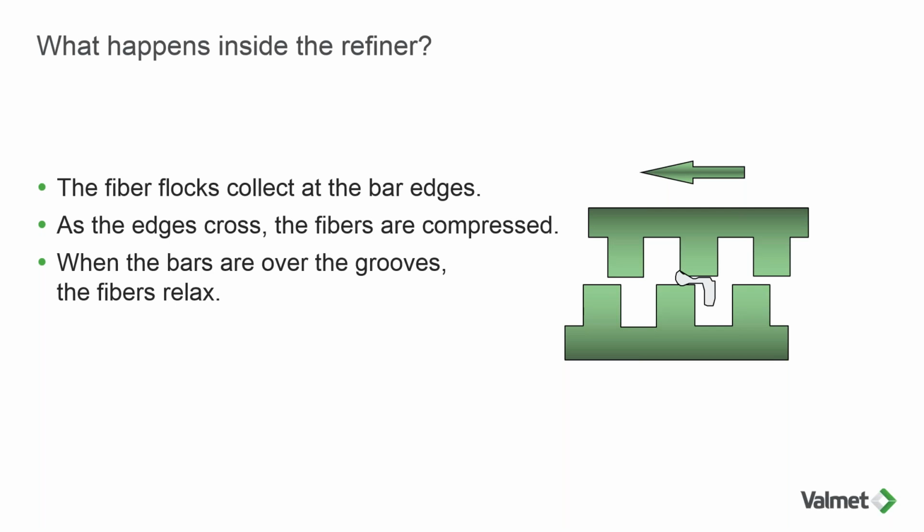So let's go a little deeper into the refiner and see what's actually happening inside the refiner. So you have two opposing plates crossing on top of each other, pulp going through them, and every time bar edges go on top of each other, flocks of fiber accumulate and get compressed, and then they release as the grooves go on top of each other. So you have this continuous compressing and releasing as pulp continuously passes through the refiner plates. And this is what's causing that change in the fiber characteristics.